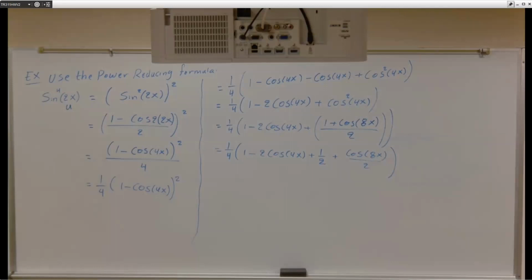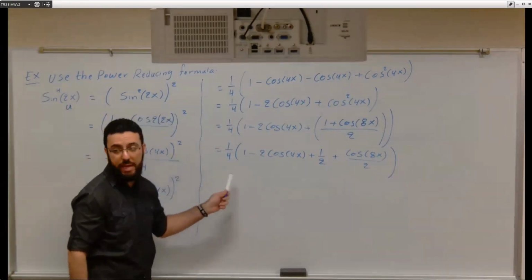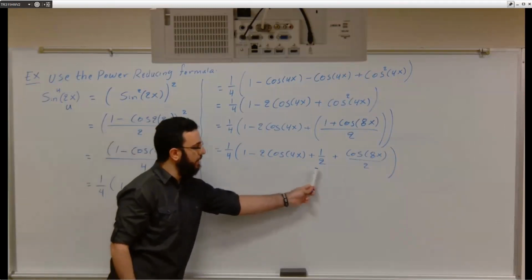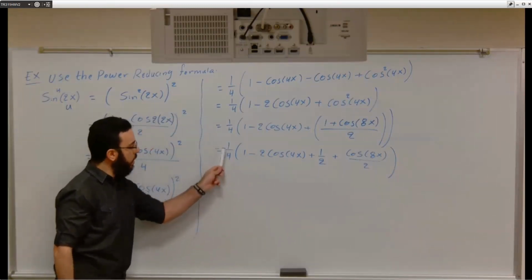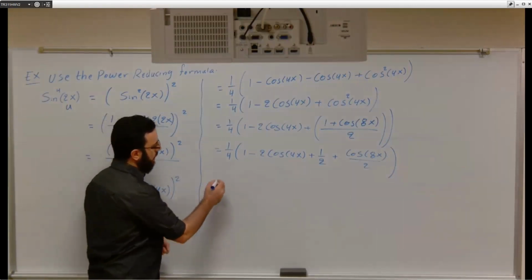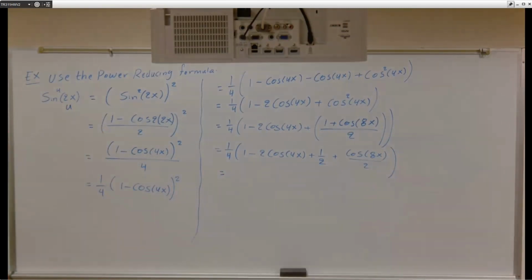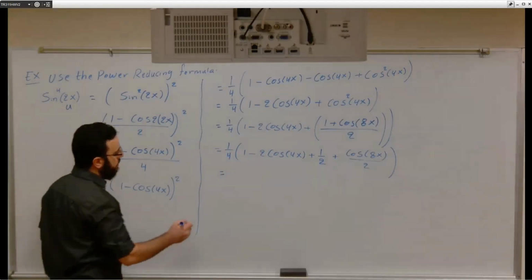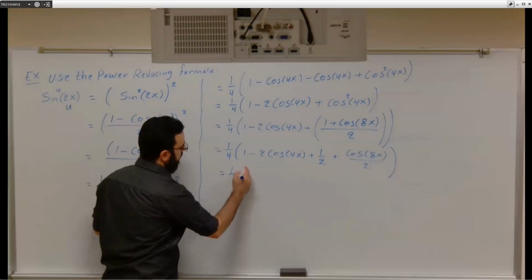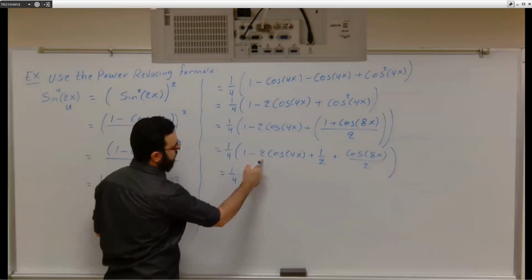What's the next step? You have 1/4 outside the parentheses. Can you distribute 1/4 to everything so we can combine the like terms? I have a number here and I have a number here. So now if I take 1/4 times 1, it's going to be 1/4. 1/4 times 2.